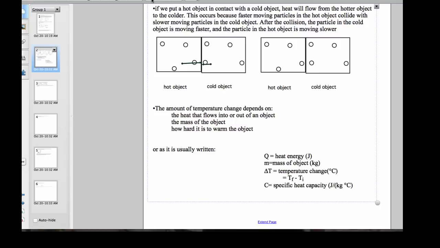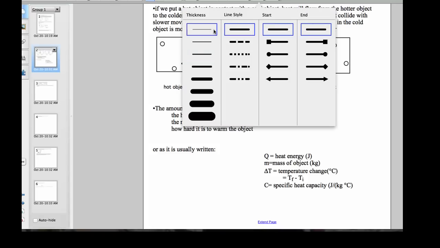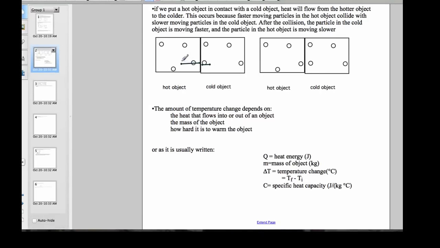Oh, this is really not going well. Okay, let's switch to pen mode here. There we go. Okay, so this one was going fast before the collision. This one was going slow before the collision. After the collision, there's some momentum transfer. So this one's now going a lot faster, and this one's going more slowly. So as a result, some energy has been transferred from the hot object to the cold object. So this is now a tiny little bit cooler than it was, and this is a tiny little bit warmer than it was.